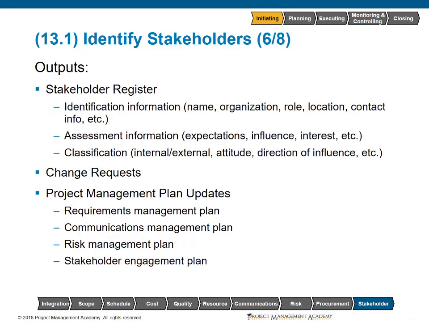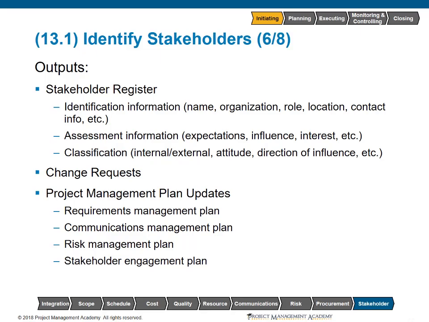Outputs from this process include the stakeholder register. The level of detail should be defined as part of the stakeholder management plan. It should include identification information, so who is a stakeholder, what organization do they work for, what role are they in, and how do we get in touch with them. Any assessment information that we have. What expectations do they have? What is their relative level of influence or interest? And how would we classify them? Are they internal or external to our organization? Their overall attitude, positive or negative? And what direction of influence do they have?